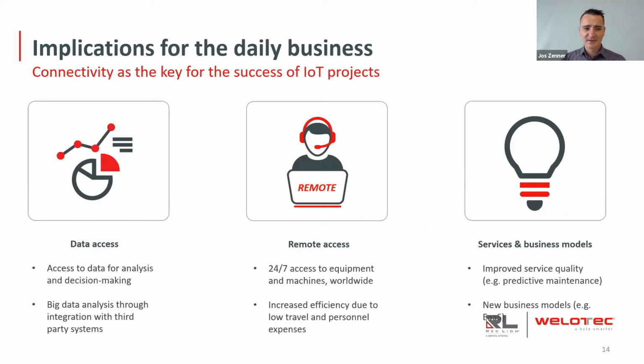For the daily business, there are three things that are crucial. So you have the data access that you need to have for decision making, and then analysis, or even big data analytics. You need to have the remote access in case you need to do some kind of troubleshooting with 24/7 access to equipment and machines worldwide. And of course, you don't need to go there by car, train, or flight. You can just do it remotely from your company or home office.